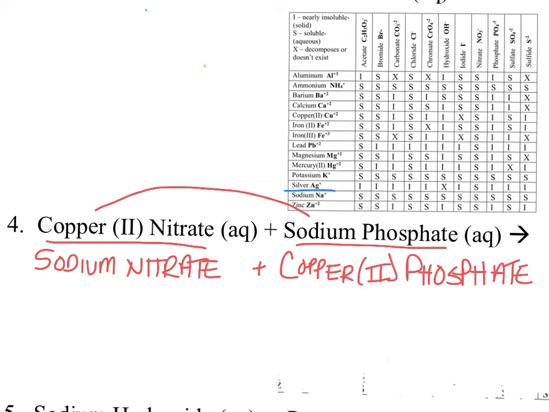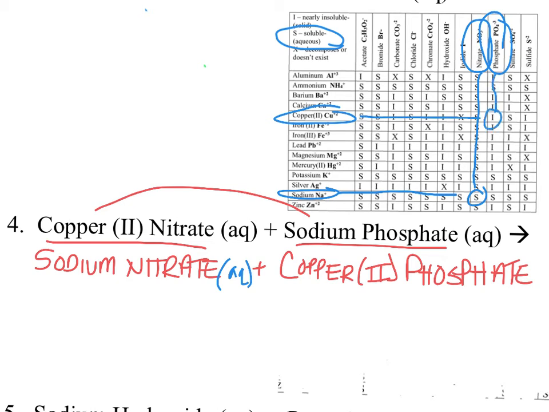So let's take a look. Sodium's right here, nitrate is up here. Sodium and nitrate come up as S. Remember, S does not mean solid, it means soluble, which means aqueous. So this is going to be aqueous. And then let's look at copper 2 phosphate. Copper 2 is 2+, phosphate is 3-. And put those together, and that gives you the letter I. I stands for solid. So it looks like this is going to be our solid. So this is definitely going to be a reaction.